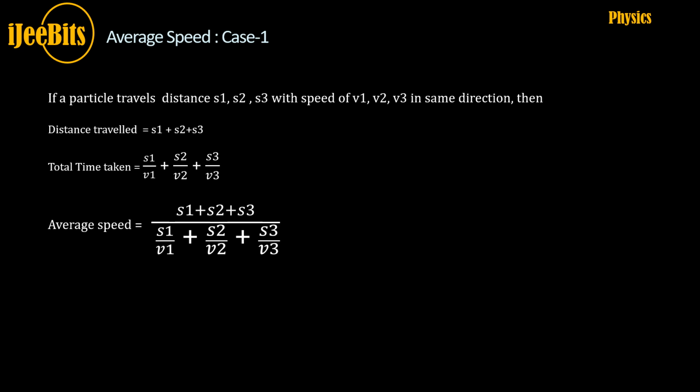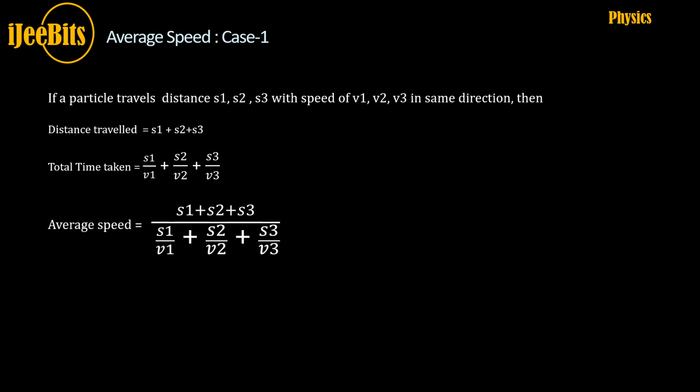So there are three important cases that we have to study about average speed. We typically get problems on these cases. Let's say a particle travels distances S1, S2, S3 with speeds V1, V2, V3 in the same direction. So what is given? S1, S2, S3 are the distances, and speeds V1, V2, V3 are given. So the total distance we know, right? S1 plus S2 plus S3. But we don't have the total time. We are given only speeds. In order to calculate the average speed, what is needed is total distance by total time. That is very important. You have to remember.